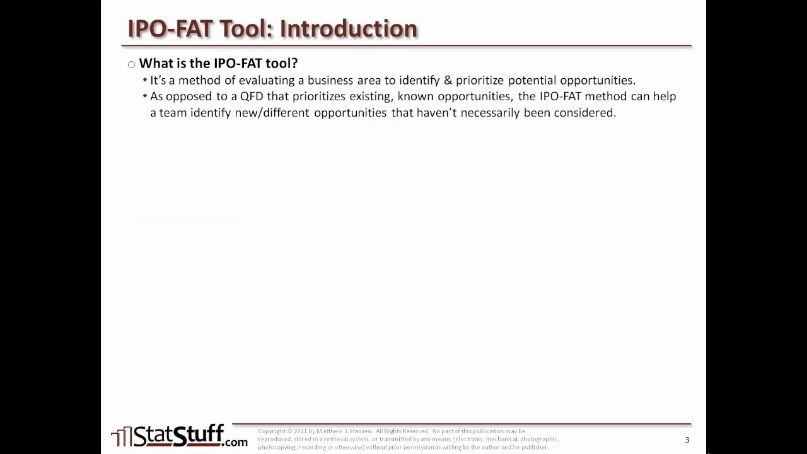Now, it's a little bit different than the QFD that we had looked at in the previous training lesson, which generally prioritizes existing known opportunities. This IPO-FAT tool instead is a way for us to identify maybe new or different opportunities that we haven't even considered before. So when is it that we would use an IPO-FAT tool?